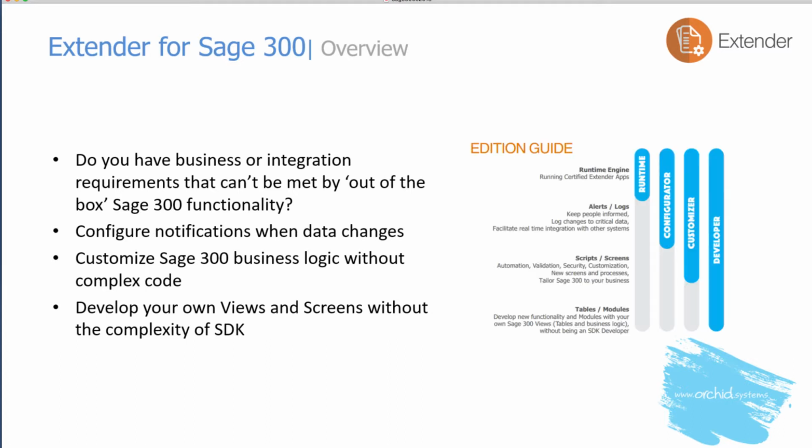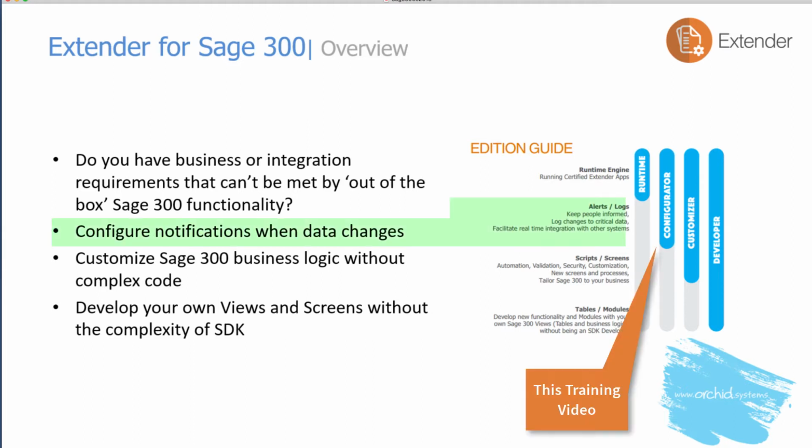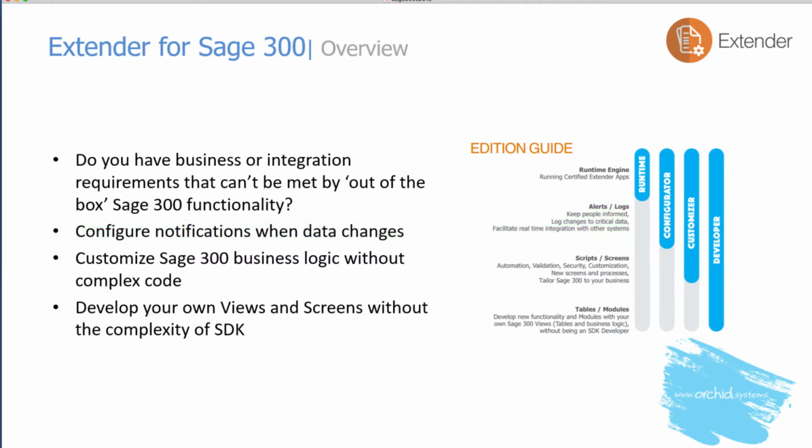be looking at. Extender comes in 4 different editions: Runtime to run certified Extender apps developed by Sage 300 business partners, Configurator for alert and logging, keep people informed, log changes to critical data, facilitate real-time integration with other systems, and is the focus of this particular video.